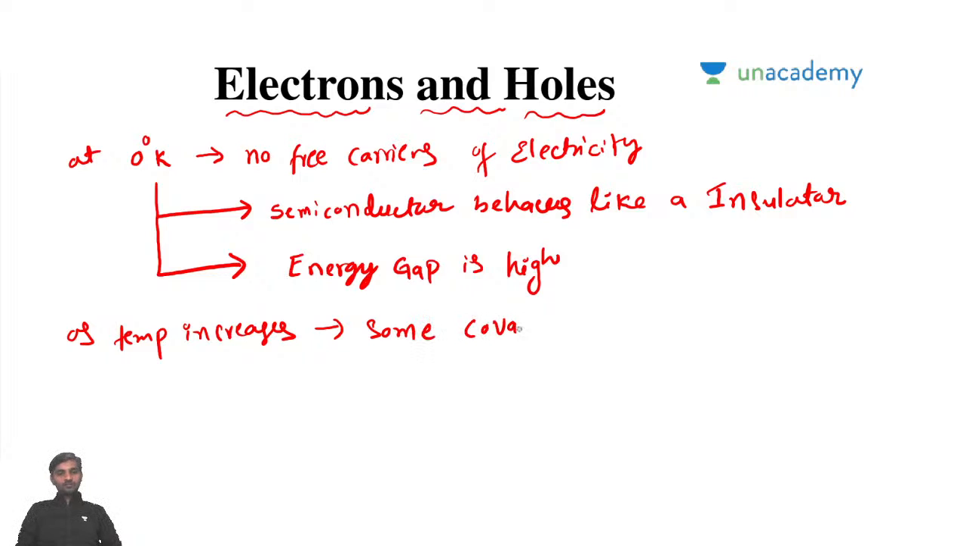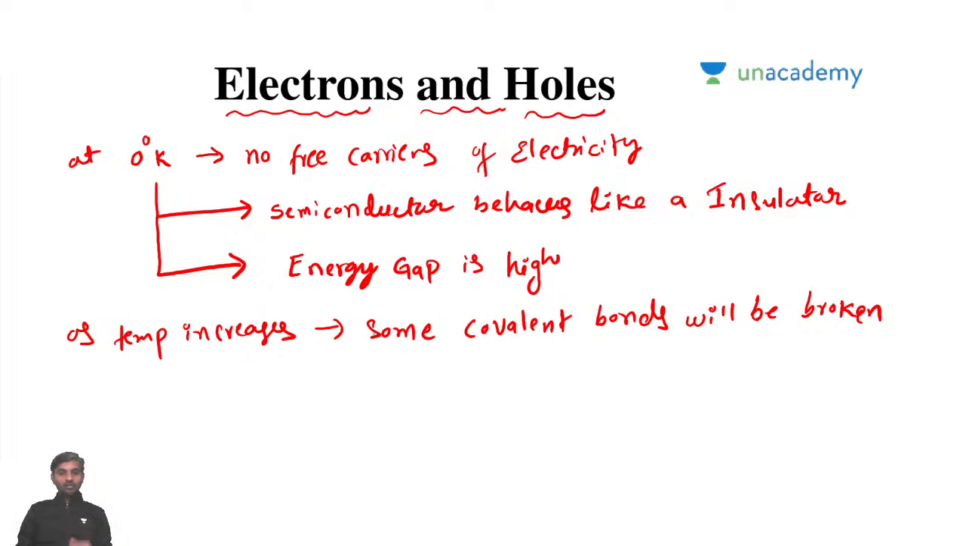Some covalent bonds will be broken. And then what happens? Slowly they'll start conduction. Free electrons and holes will come, and they'll contribute to the conduction. They'll start conduction.